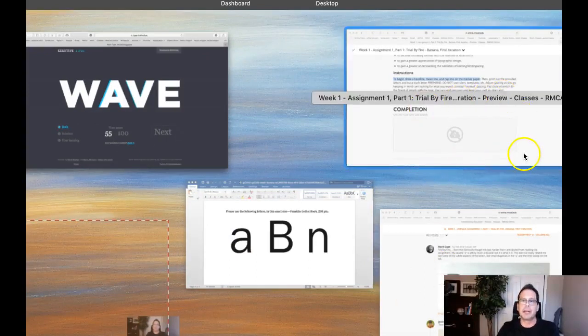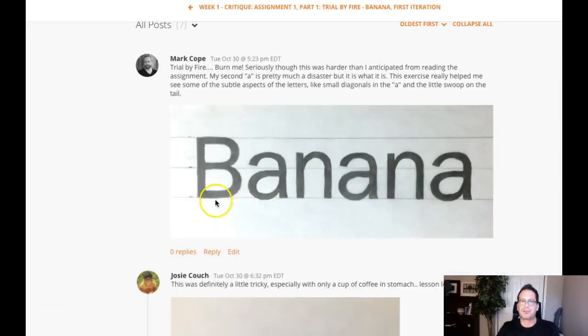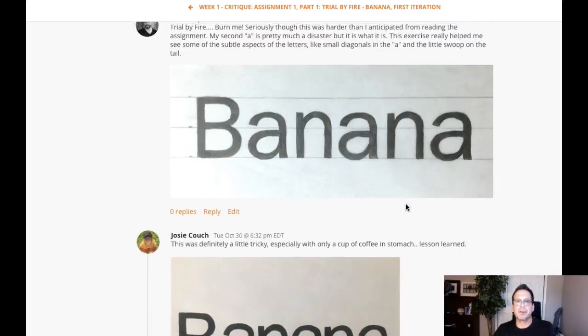Okay, so again, just really want to straighten this out in terms of keeping your mean line, baseline, and cap height level, and keep that distance between them consistent throughout. Most space is going to occur between the two straights, then a straight and a curve, and a narrow space between two curves. Okay, all right, looking forward to seeing your next iteration.